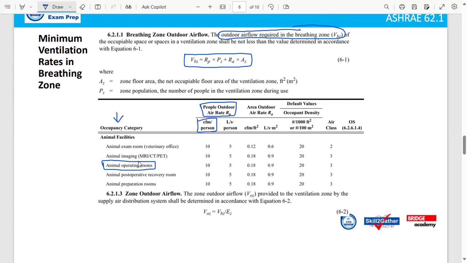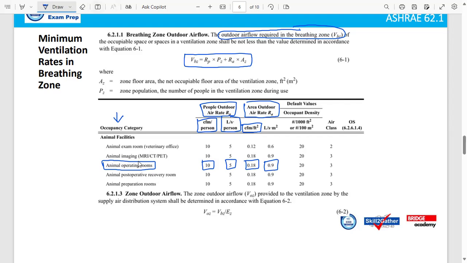CFM per person is given here. 10 CFM per person is required. If you are comfortable with SI units, you can use liter per second. It is also provided here, 5 liters per second. And at the area outdoor air rate, this is RA. This is provided per square foot, for instance, in IP units, CFM per square foot. For this certain facility, it is 0.18 CFM per square foot. And if you want to find it in liter per second SI units, you get 0.9 here.